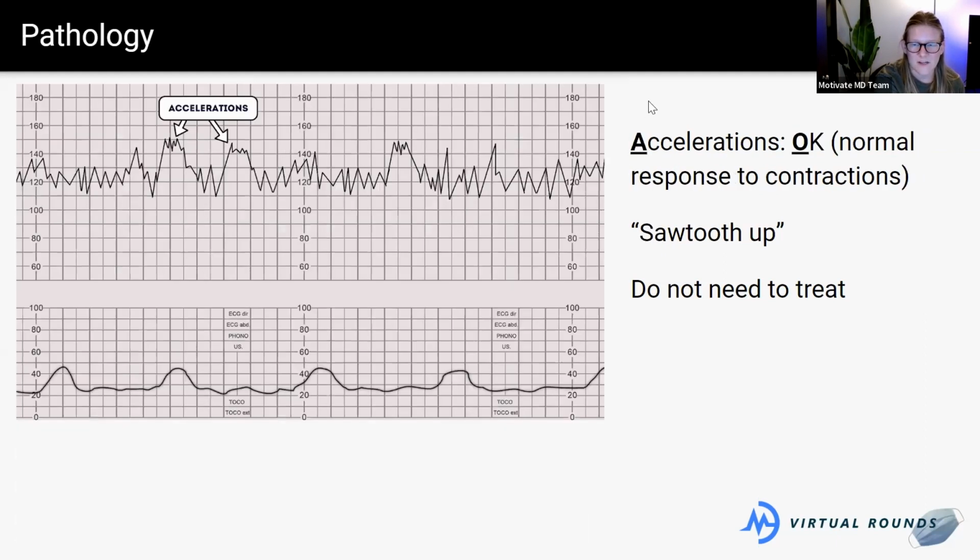The third one, accelerations, is okay. So that's that third letter in the VEAL CHOP. Okay meaning normal. And again, I think of it as little sawtooths that are going up. So if we estimate that the baseline is somewhere around, let's say, 130, but then we have these spikes that are going up to 150 or so, then that's just a normal response. And you can see they correlate loosely with the contractions and when those are happening. And so we don't have to do anything for this one.